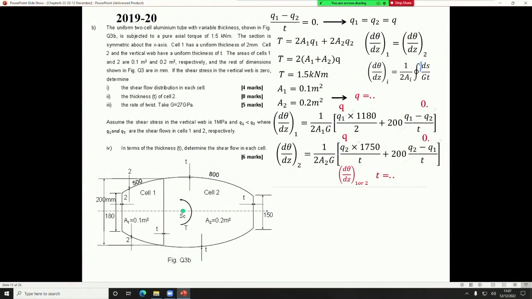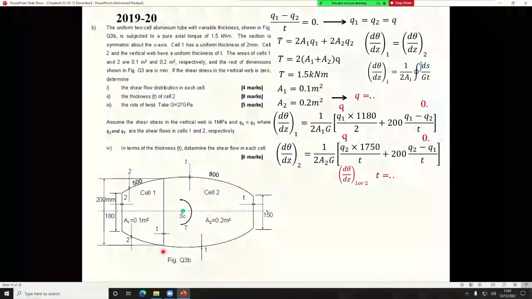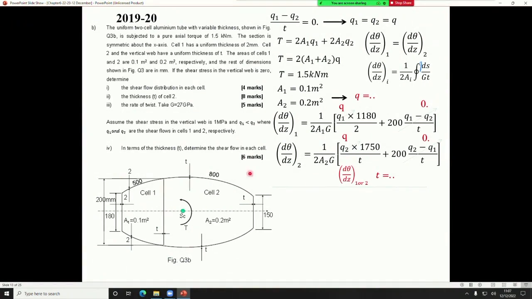And again, a common mistake among you: when I say the shear stress in the vertical web is zero, they treat the section as a single cell. It is a multicell. We know it is zero, and we end up with an equation which is very similar to a single cell. Well, it's not a single cell tube. It is still a multicell tube.